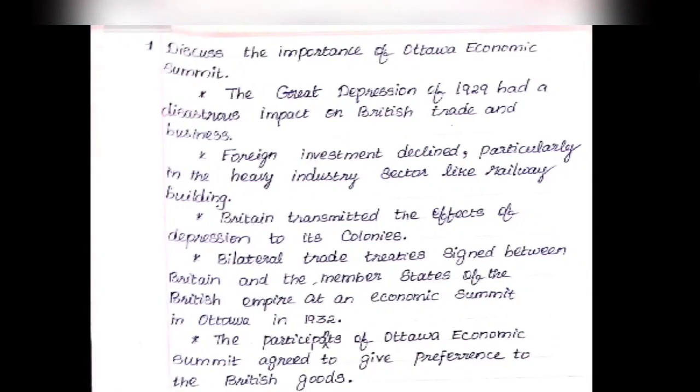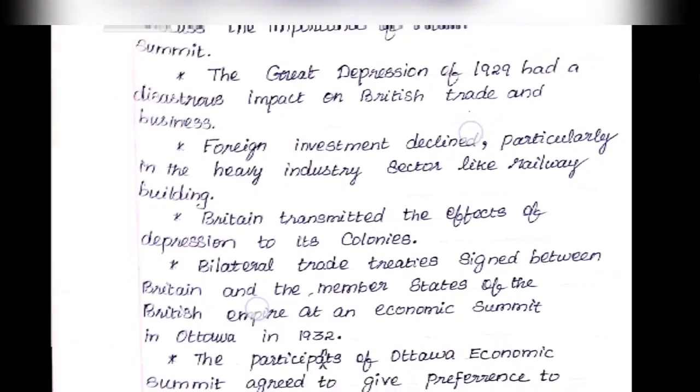Students, during the interactive session, some of you asked a doubt about the Ottawa Economic Summit, as well as one more answer, the drain of wealth answer. So I am going to explain that answer, children. Listen carefully. It's very, very important, as well as easy.